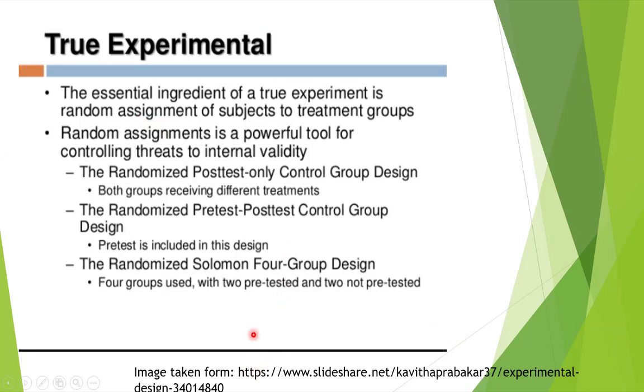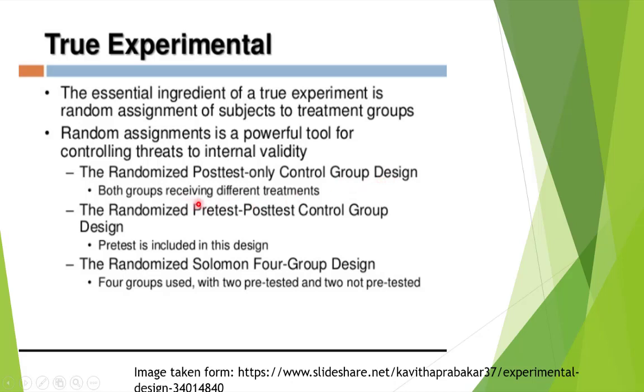So this one is taken from the internet. The essential ingredient of a true experiment is random assignment of subjects to treatment groups. So as discussed in the previous slide, the researcher has to follow random assignment of subjects. And then random assignment is a powerful tool for controlling threats to internal validity, and there are three kinds of the true experimental. It could be the randomized post-test only control group design.